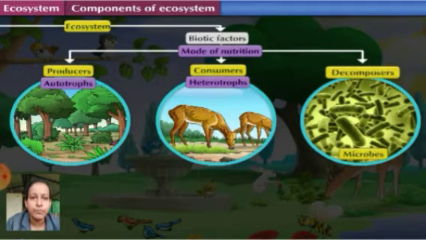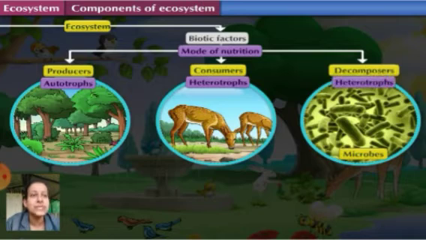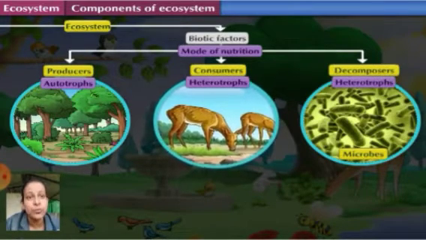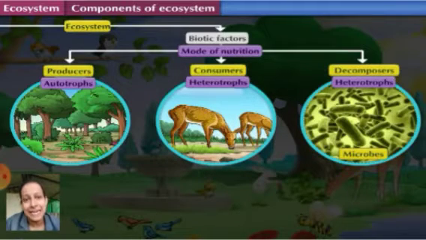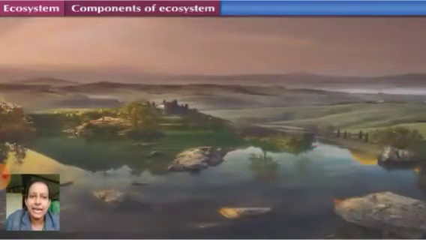Even decomposers, since they do not prepare their food, are called heterotrophs. Decomposers are nothing but the microbes or microorganisms which mostly depend upon the dead remains of the plants and animals. So this is how the biotic factors are divided broadly into producers, consumers and decomposers.